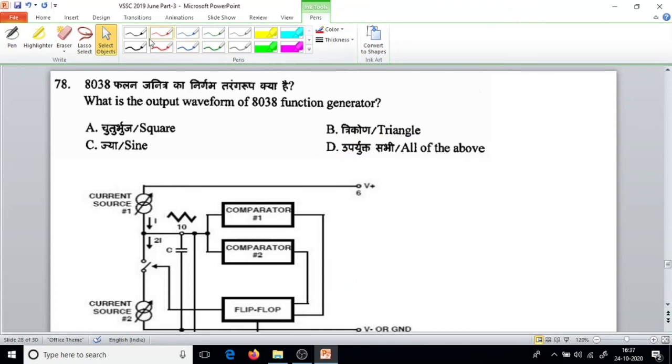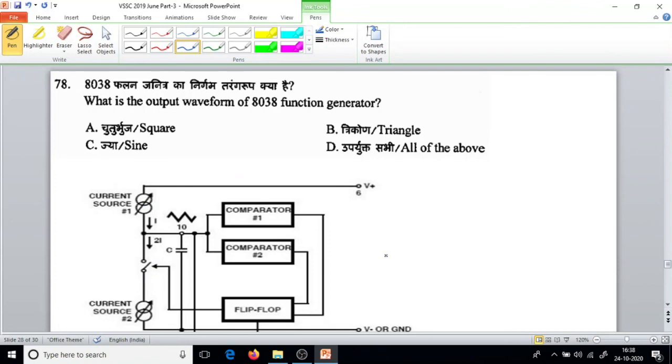Question 78. What is the output waveform of A038 function generator? Option A square, option B triangle, option C sine, option D all of the above.